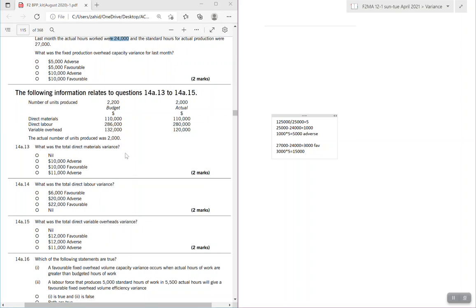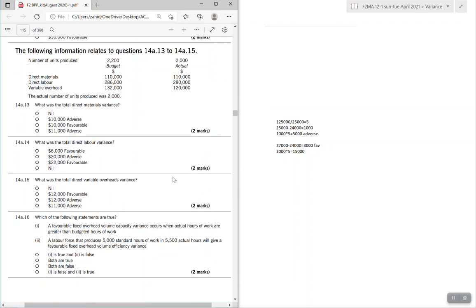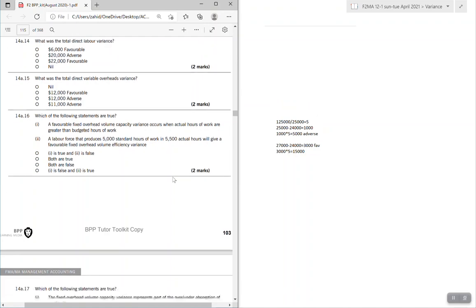Then we have the other variances. They are per unit. Per unit is simple. You just take the total cost divided by per unit, multiply by actual. So there isn't anything difficult about it, so I'll leave it.